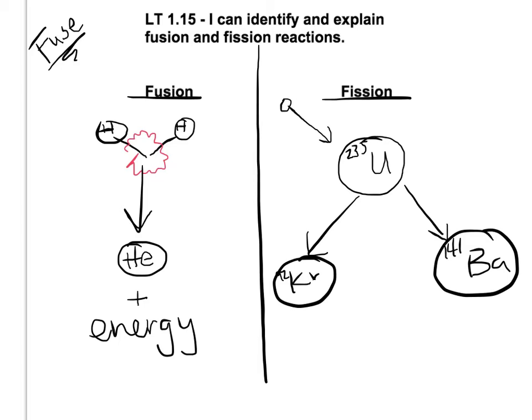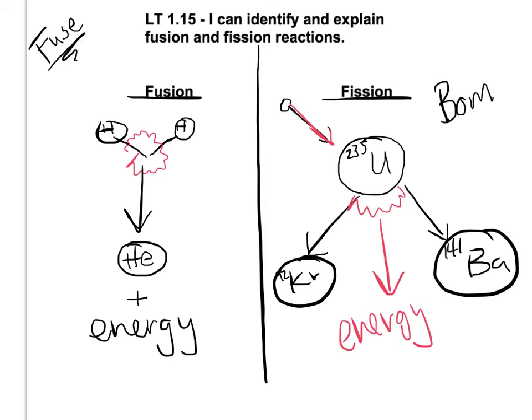It's important to realize the difference between fusion and fission. So I shoot this high velocity neutron towards the uranium atom, and there's an explosion that happens, and two smaller elements come out along with some energy. And the energy can be useful for us. This was how we made the bomb. If you ever heard of the atomic bomb, it was a fission bomb. This is also how we make some electricity.